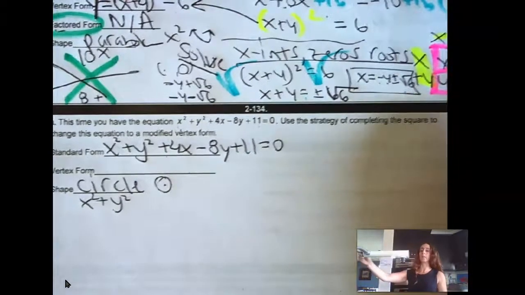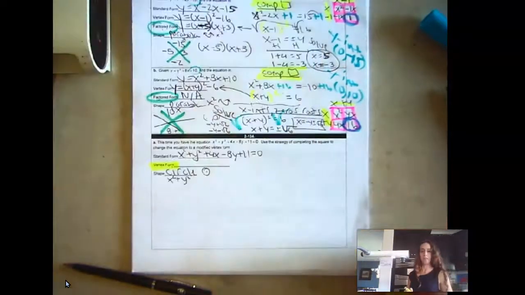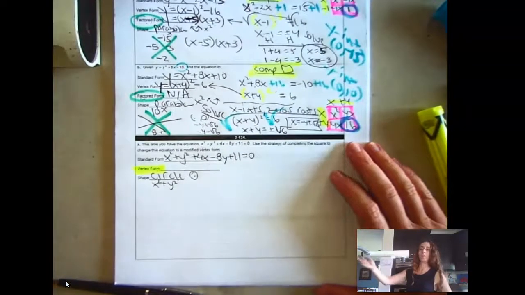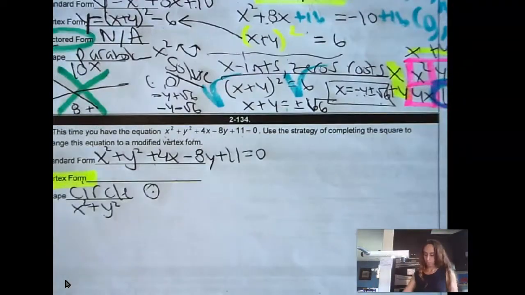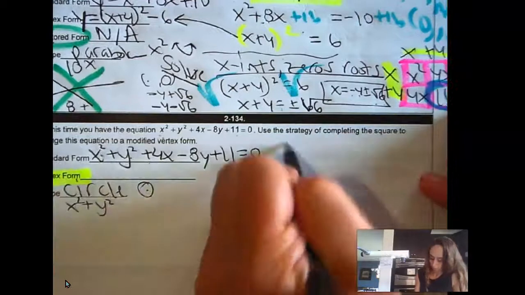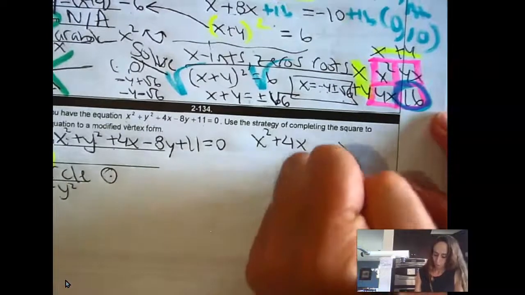The vertex form is going to be a little bit more of a workout. When you're doing vertex form, you're going to complete the square, and you're not only going to complete the square one time, but you're going to complete it twice. So the first thing I'm going to do is reorganize. I'm going to put my x with my x, and then I'm going to put my y with my y.